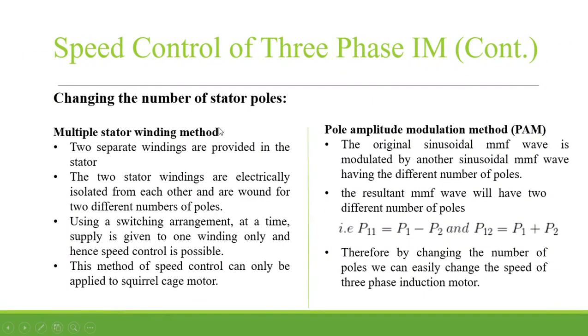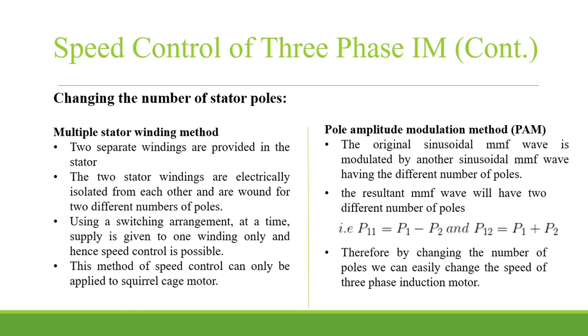Now we can change the number of stator poles, and in this method we again have two types. We can change it by the multiple stator winding method, or by the pole amplitude modulation method. In multiple stator winding, what happens? We have two separate windings, and these windings are electrically isolated from each other. One winding is wound for one number of poles, and the other winding is wound for a different number of poles. Then we have a switch arrangement so that when we supply three-phase supply to the stator, one winding is switched in at a time.